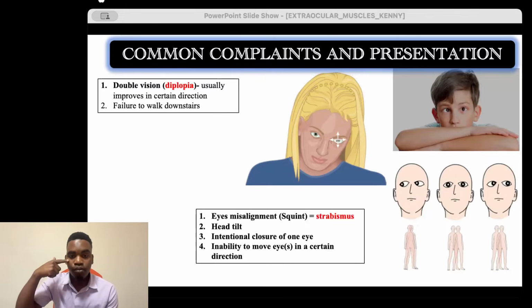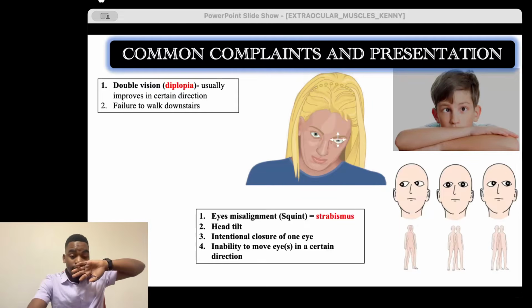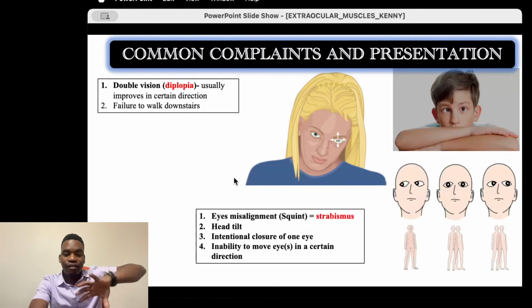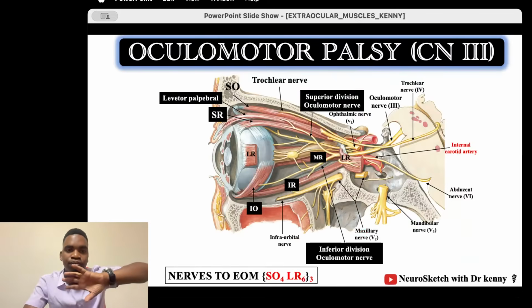You try to compress the medial side of your orbit here, and then you get something like a double vision, and that's how they see. So it's very, very disturbing. The double vision is very, very disturbing, and they come to you complaining of the double vision. Okay, so let's dive now into oculomotor palsy, the first part of these pathologies.